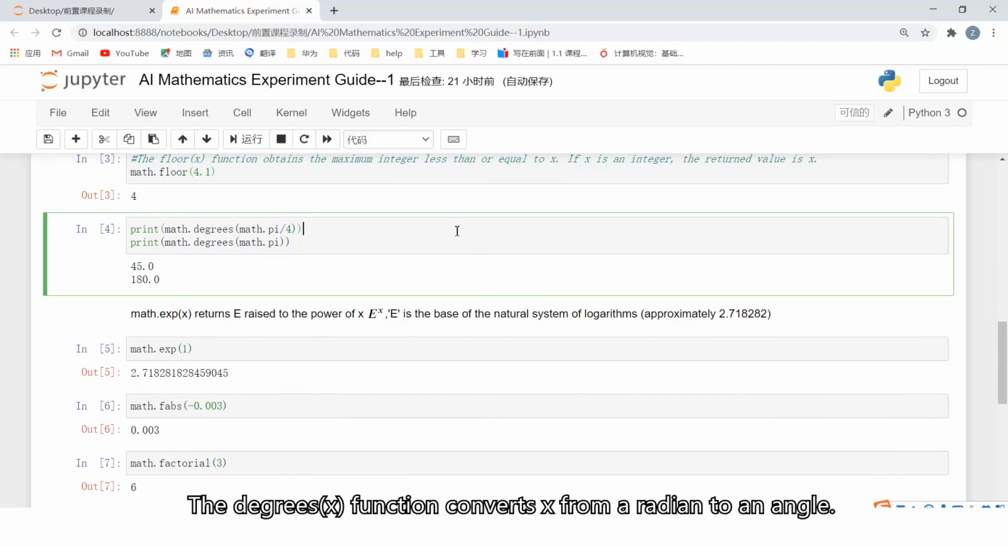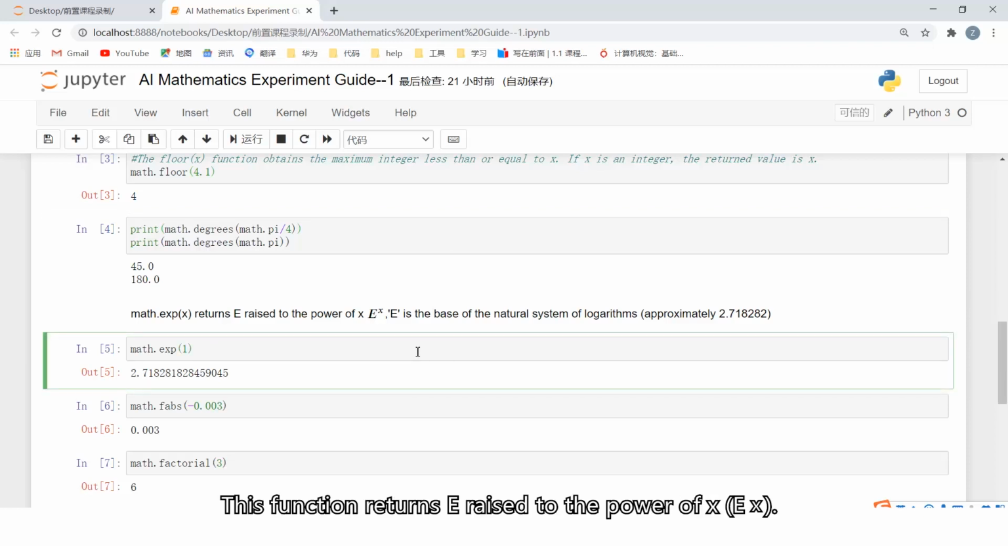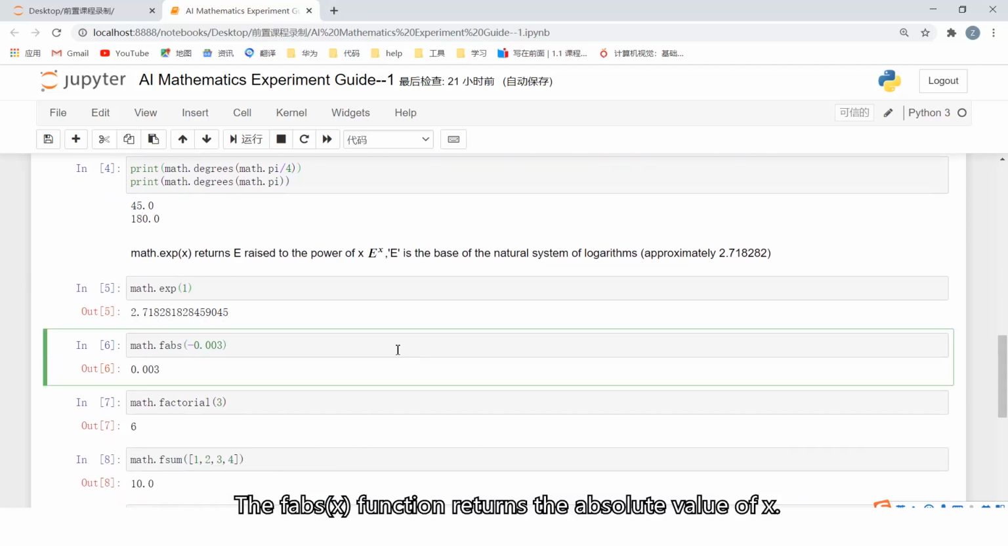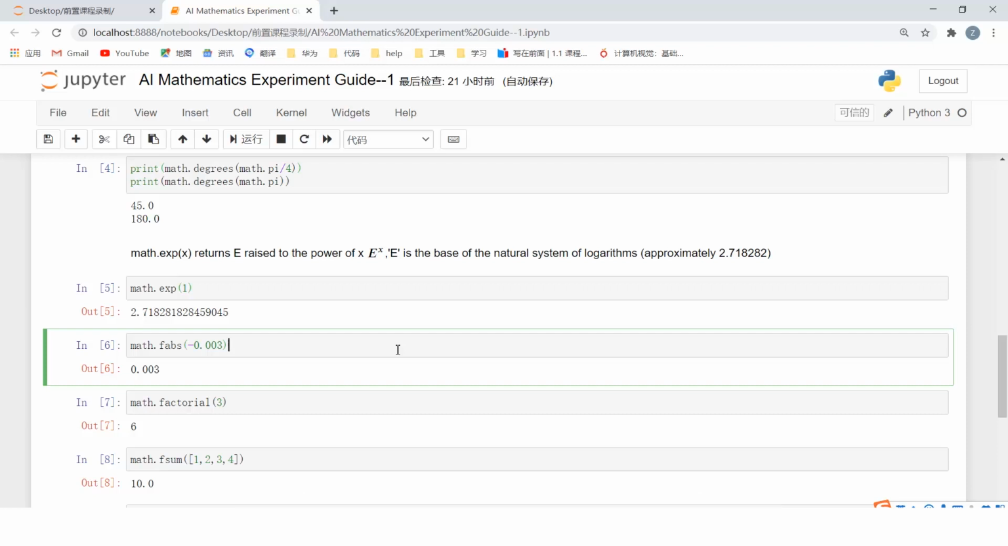The degrees x function converts x from radians to degrees. The exp function returns e raised to the power of x. E is the base of the natural system of logarithms, approximately 2.718, and x is the number passed to it. The fabs function returns the absolute value of x.